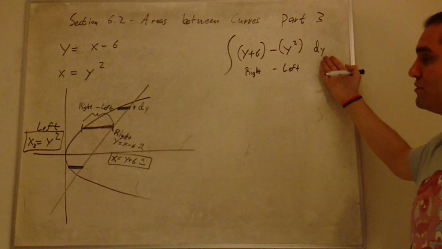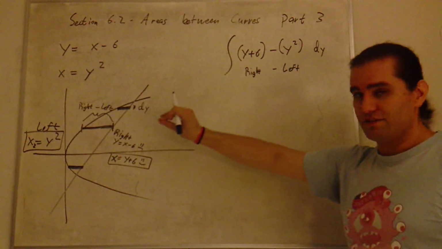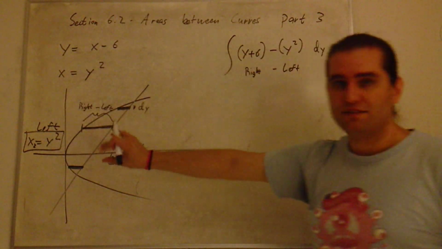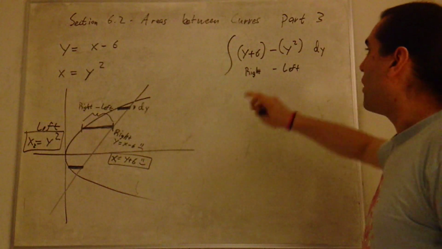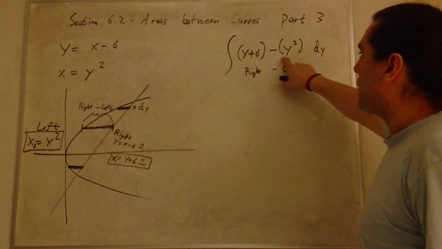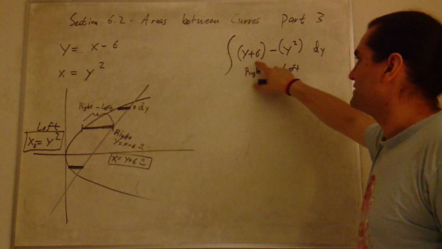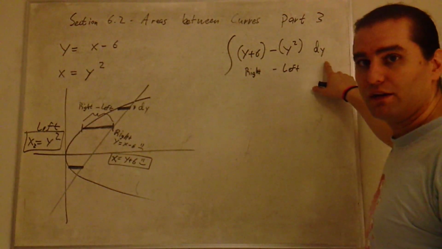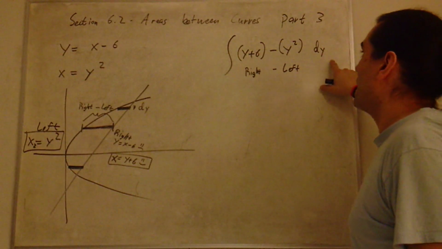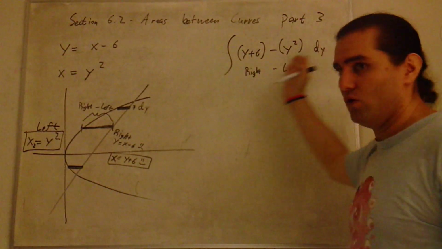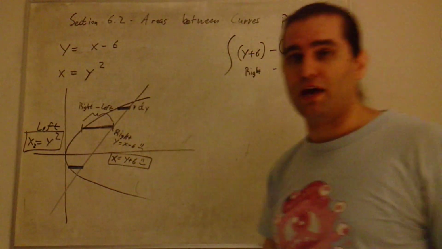If you're going to slice it horizontally and get infinitely thin strips of the y-axis as one of your dimensions here, all of these variables have to be y's. You can't integrate a function of x's with respect to y. If this is a y, all of these have to be y's. If this is an x, all of these have to be x's. You can't mix and match.